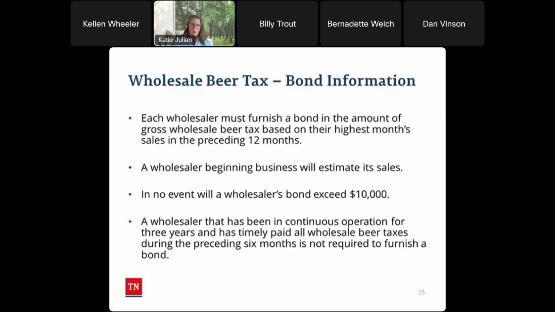Some bond information on this wholesale beer tax. Each wholesaler must furnish a bond in the amount of gross wholesale beer tax based on their highest month sales in the preceding 12 months. So if you're just beginning business, this is going to be an estimate, and the bond amount will never exceed $10,000. A wholesaler that has been in continuous operation for 3 years and has timely paid all wholesale beer taxes during the preceding 6 months is not required to furnish a bond.